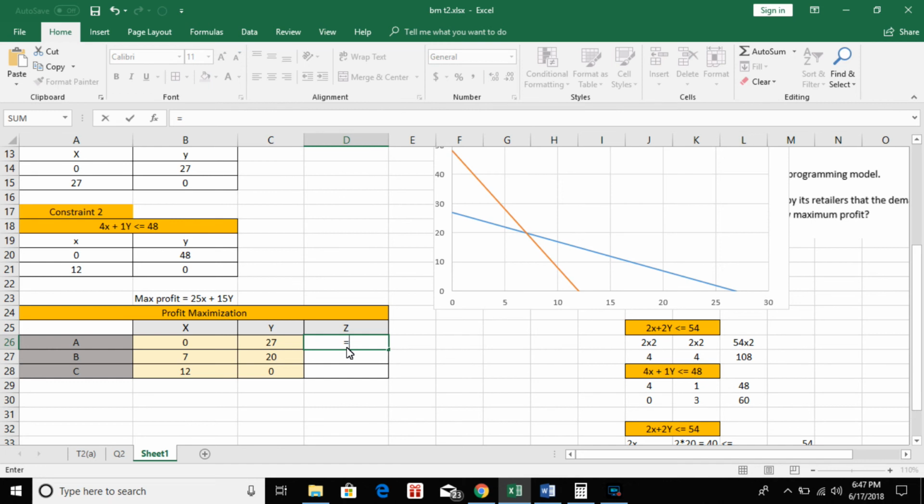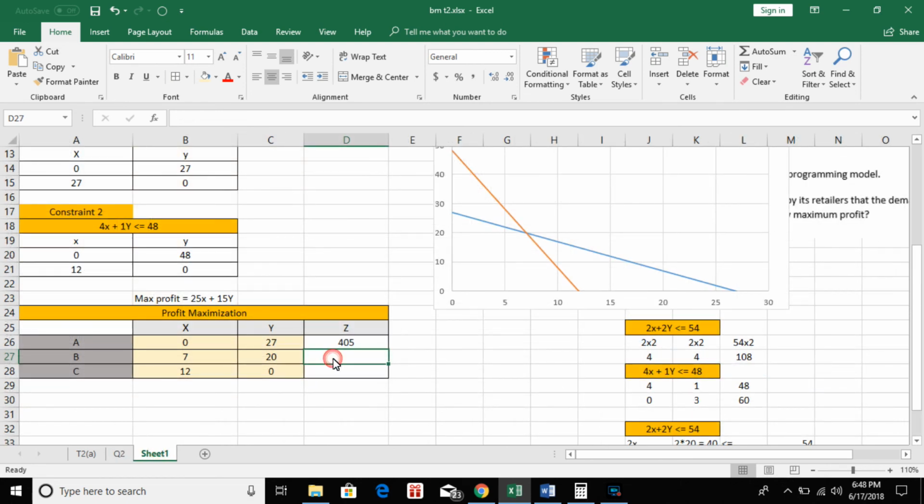Formula is equal to 25 times 0 plus 15 times 27. Close the bracket. 405.